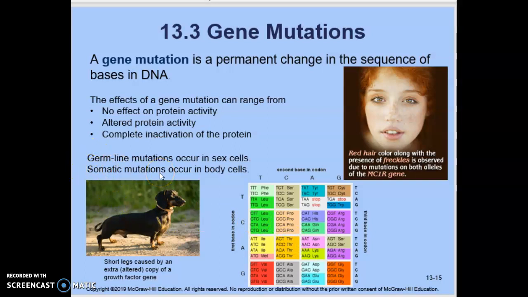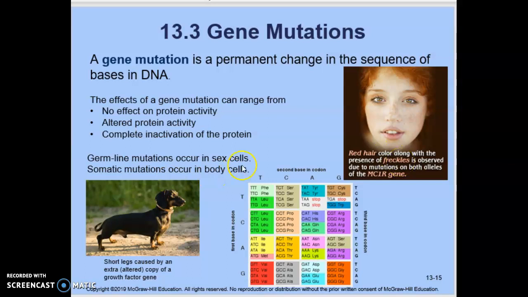Germline mutations are mutations that occur in sex cells, and it's important to know the difference between germline mutations versus somatic mutations, which occur in body cells. Because germline mutations, since they're in sex cells, affect the gametes, meaning they can be passed from parent to offspring. So these are mutations that will be passed down to children. However, somatic mutations, which occur in body cells, could be something like a mole. And that's not going to affect any offspring at all.